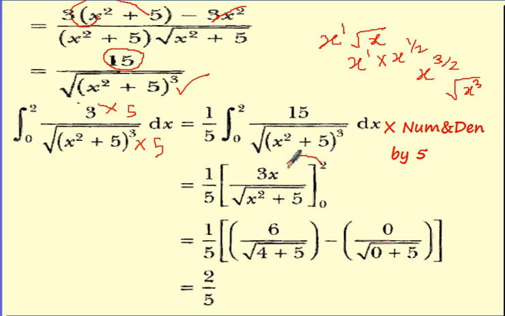First you substitute 2. So it becomes 6 upon 4 plus 5. And then you substitute 0. So 0 upon 0 plus 5. So here you will get 9, which means 3. This will give you the value 3. 3 and 6 you can cancel, so you got 2. And here you will get 0, since 0 upon anything is 0. So 2 upon 5. Clear?